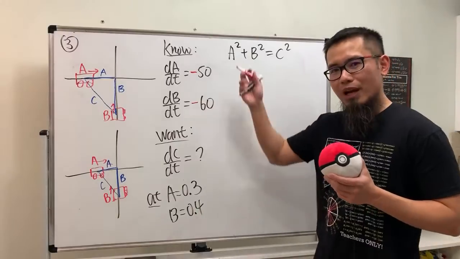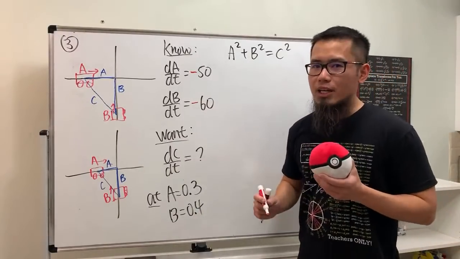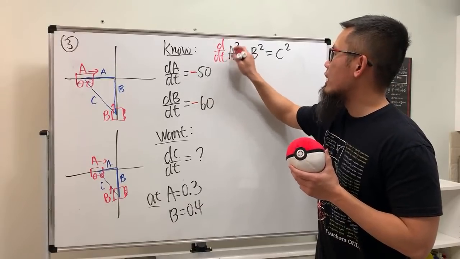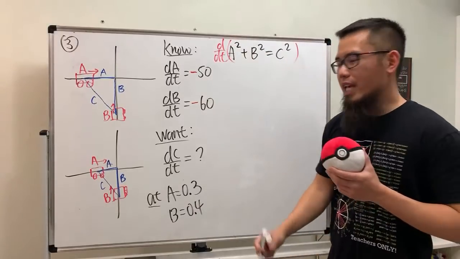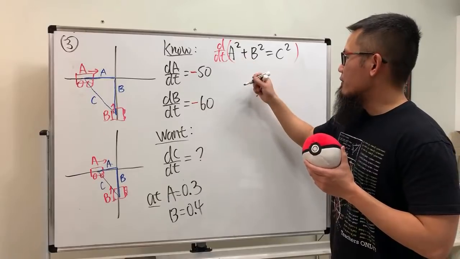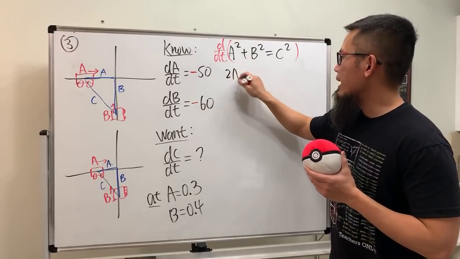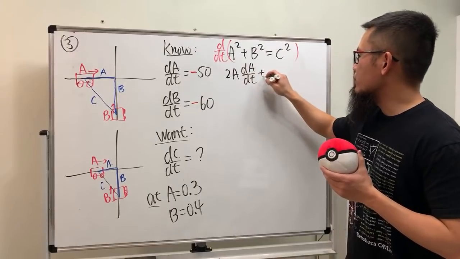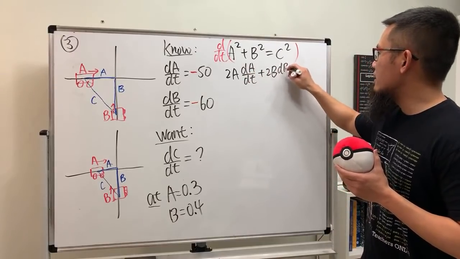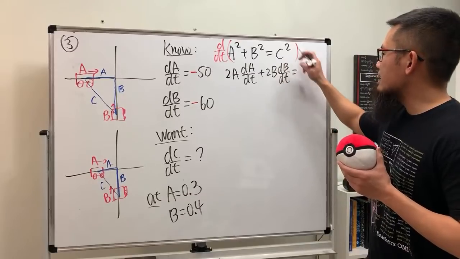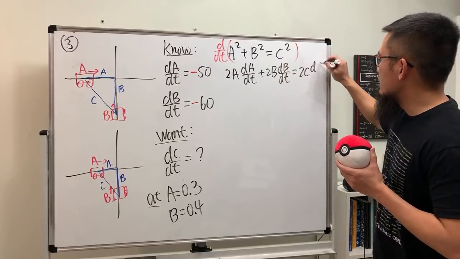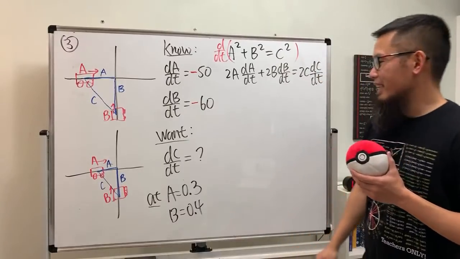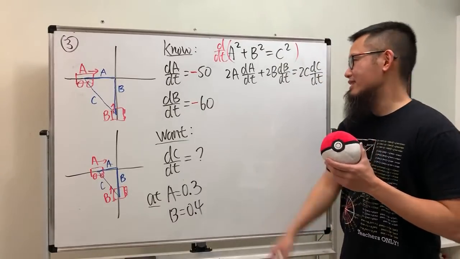And now, of course, we have the equation already thanks to the Pythagorean theorem. So we can just go ahead and differentiate this with respect to time. Here we go. A is a function of time, so the derivative of that is 2a dA dt. Similarly, next we get 2b dB dt, and lastly here is 2c dc dt. All right? And we can just plug in numbers and then see what happens.